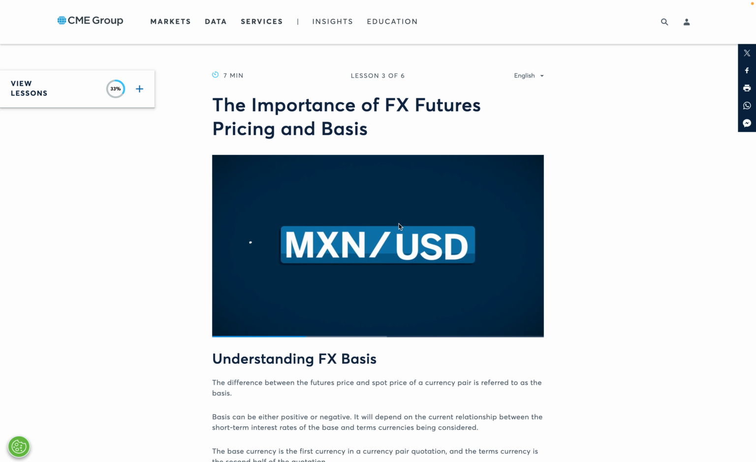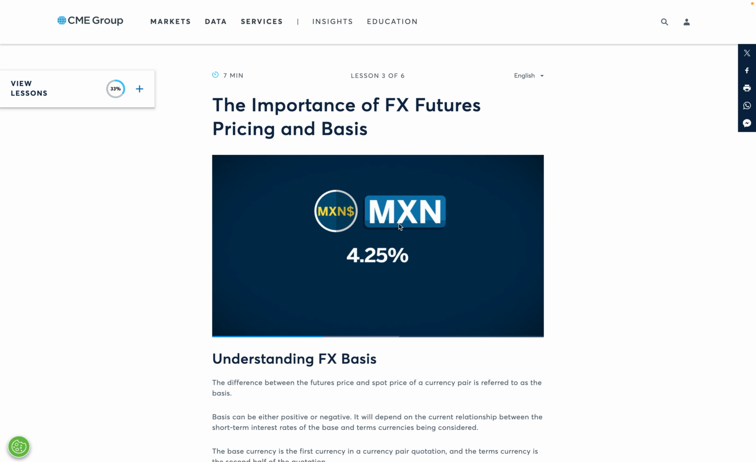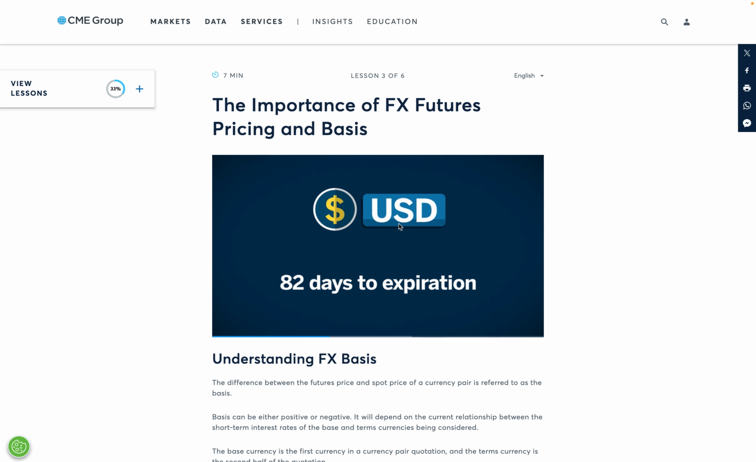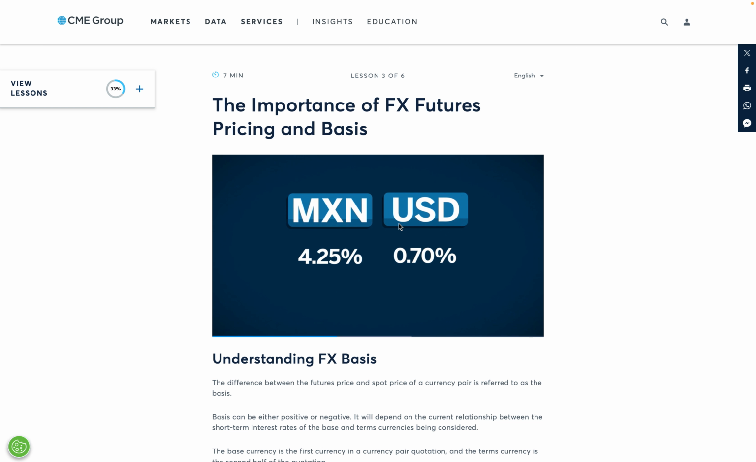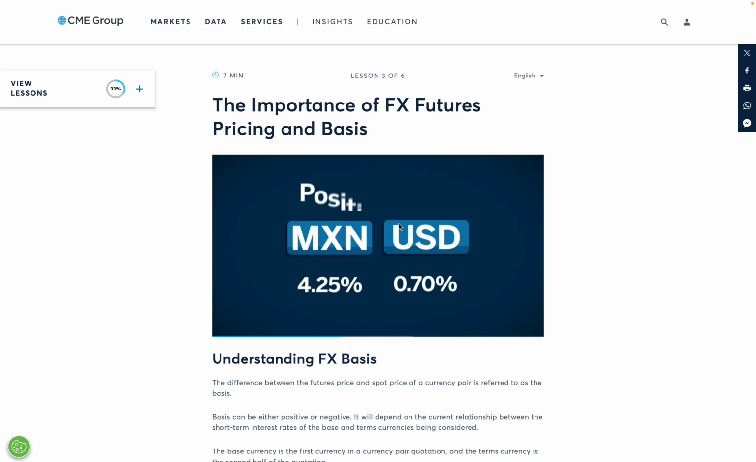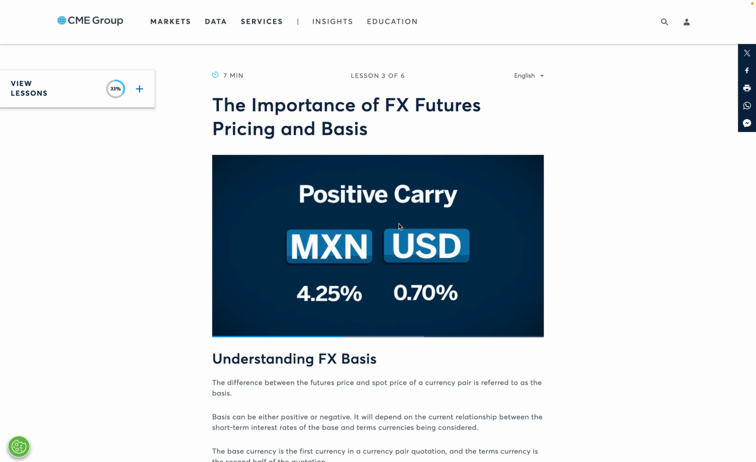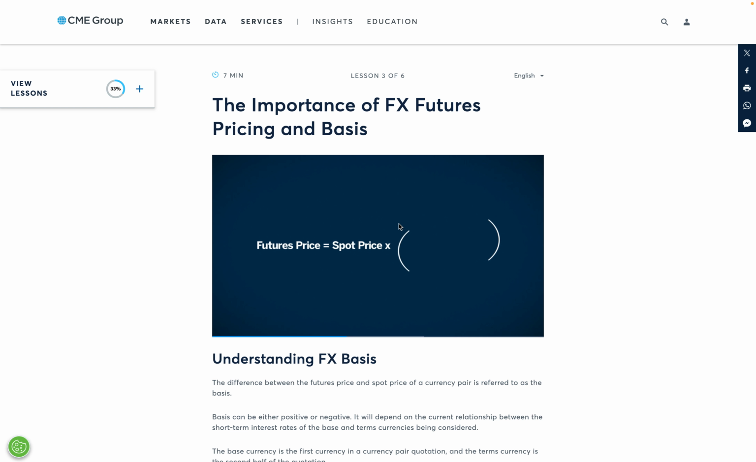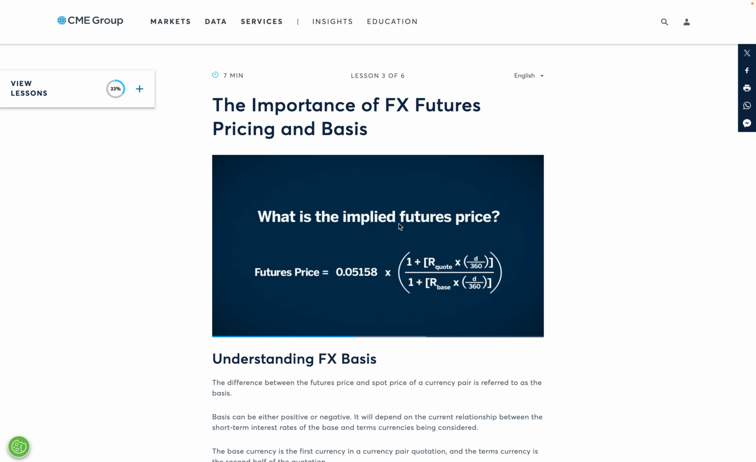Let's look at an example. Consider Mexican peso US dollar futures, quoted in American terms as MXN USD. The Mexican peso is the base currency. Assume it has a short-term interest rate of 4.25% with a term settlement to expiration of 82 days. Assume the US dollar has an equivalent dated short-term interest rate of 0.70%. Notice that the US dollar rate is lower than the Mexican peso rate. This implies positive carry, so the futures price should be lower than the spot. If the spot price for Mexican peso versus US dollar is 0.05158, what would be the implied futures price?